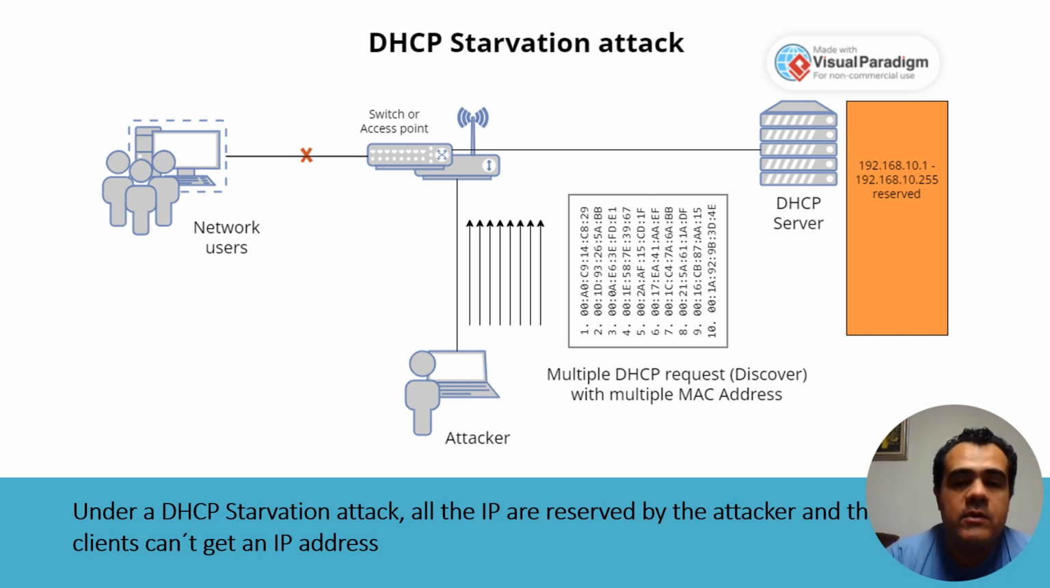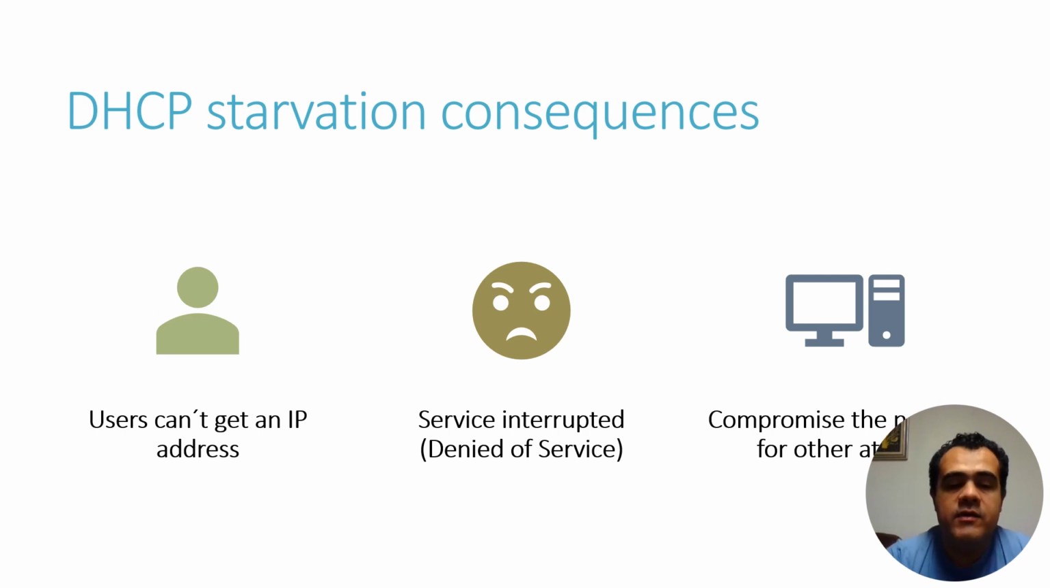Now let's look at some consequences. The first consequence, the obvious one, is that users can't get an IP address, and this means that the user cannot connect to network services: the internet, of course, but also other servers like databases, web servers, and so on. Also, this can mean that the network can suffer a denial of service. The services can be interrupted.